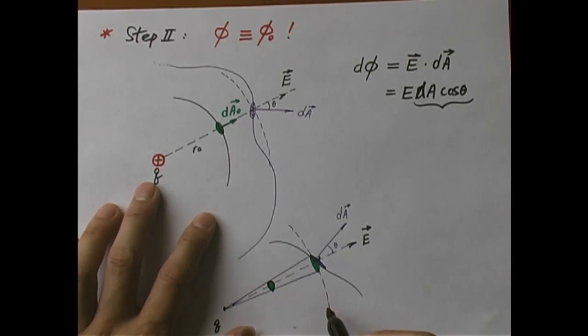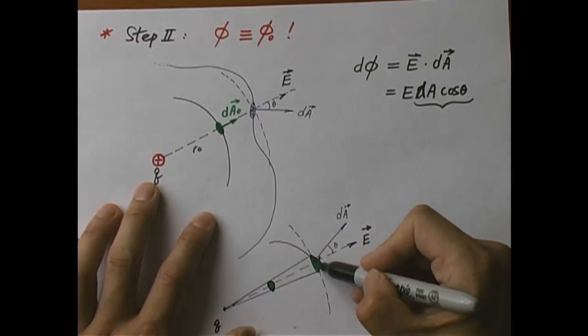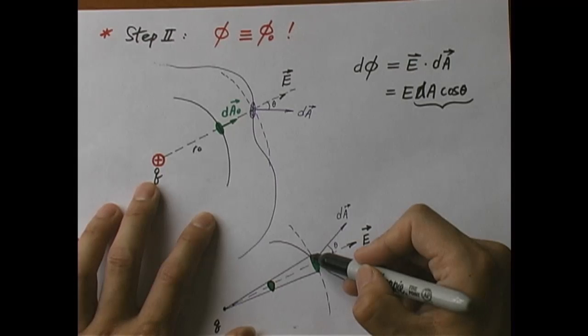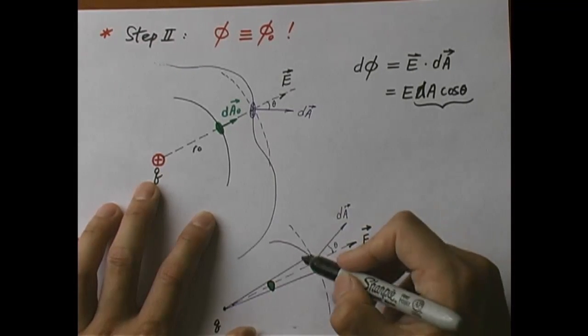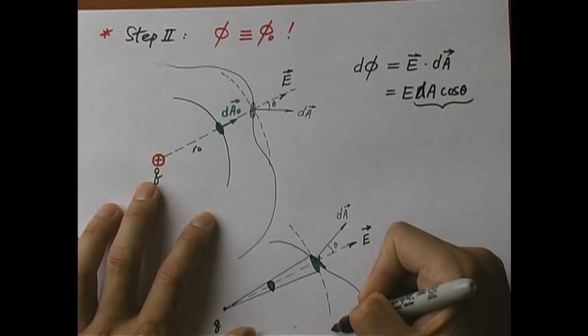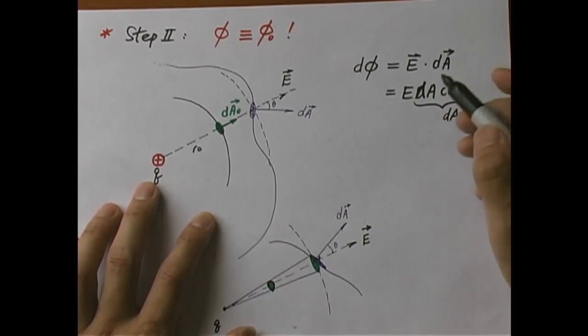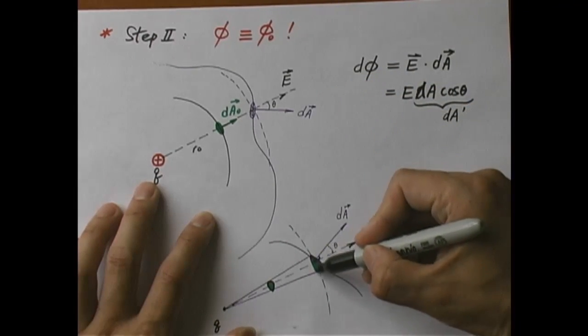So what do you think you're getting here? What's dA cosine theta now? Isn't that just the area of this green part? In other words, isn't that just the area cut out by the cone over the larger spherical surface? We call it dA prime. So what's dA prime again? dA prime is basically just this green area.